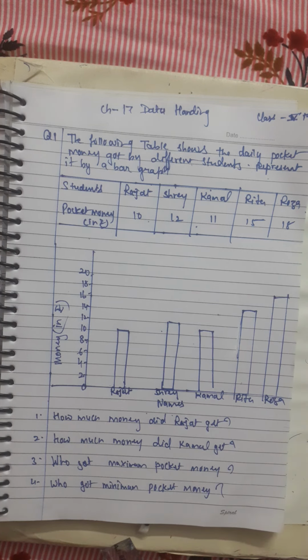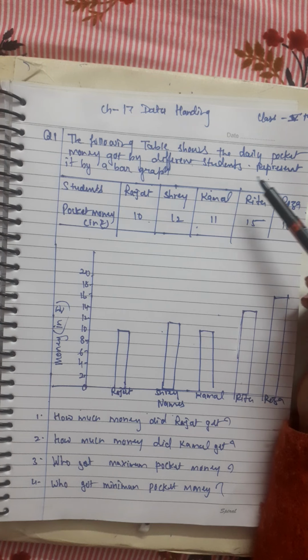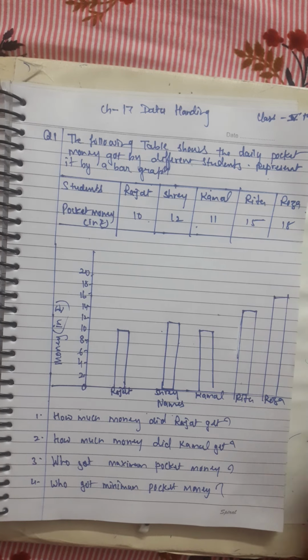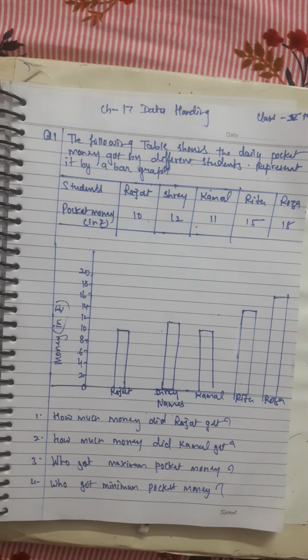I am repeating all the questions one more time. Later on we will find these answers. You can see the following table shows daily pocket money got by the different students. And we have to draw a bar graph for the given information. These are the names of the students and these are the pocket money they got from their parents. So we have to draw a bar graph. On the vertical line we will represent money, and on the horizontal line we will represent the students' names.